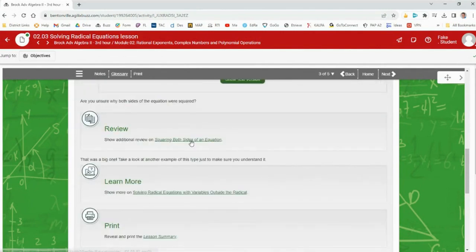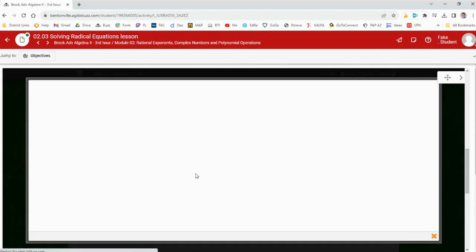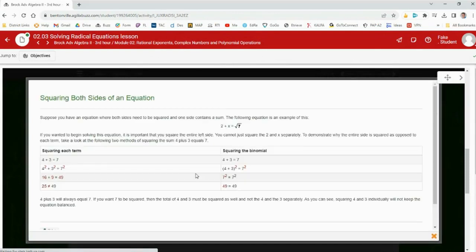Let's review squaring both sides of an equation. There's a little review button to click here. Squaring each term. So if you had 2 plus x equals the square root of 7, you can't square the 2 and the x separately. It's not 4 plus x squared because you have to square the whole thing together. The entire side is squared.